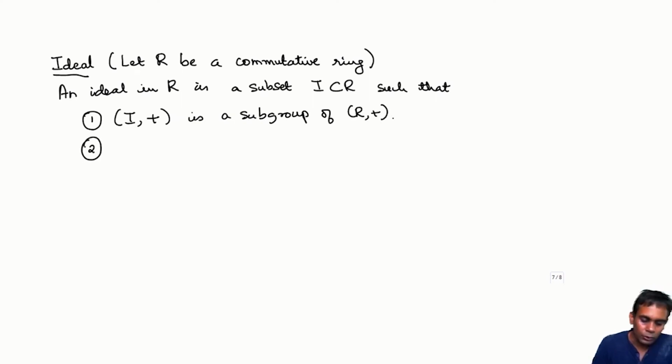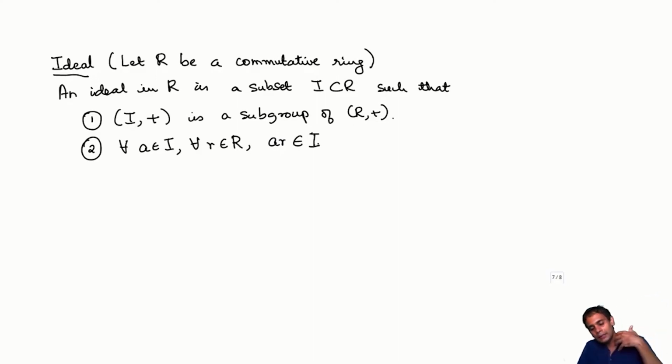And the second, more important property is that for all a in I and for all r in R, a times r belongs to I. So it's not just closed under multiplication inside itself, but it's closed under multiplication by any element of R. So examples.